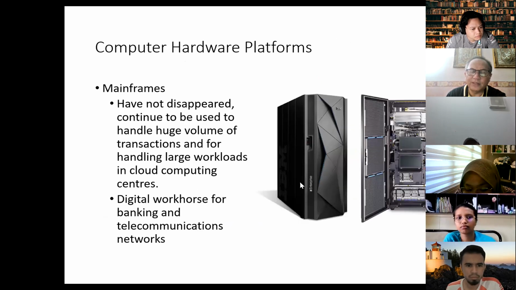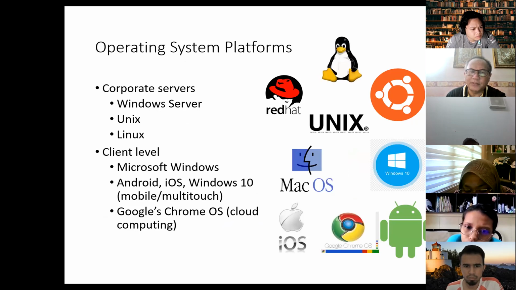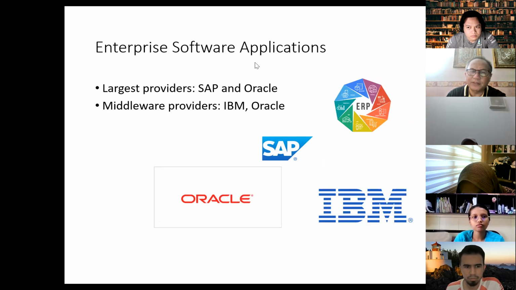And then this hardware could not run without an operating system. The operating system has drivers to run the hardware. The most prominent are Linux, we have Ubuntu here, Unix, Red Hat, Mac, Google Chrome. At the corporate server, we have Windows Server, Linux, and Unix, and then at the client level, we have Android, iOS, and so on. And then we have some enterprise software applications.